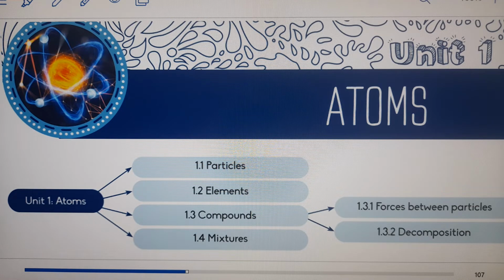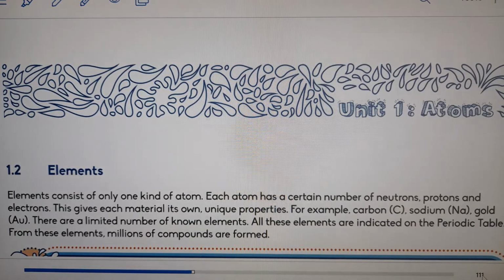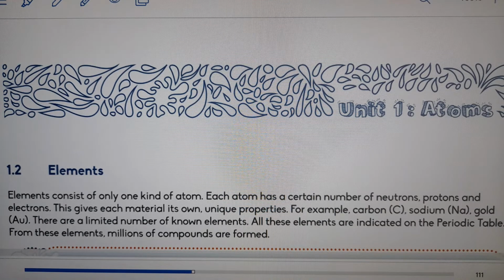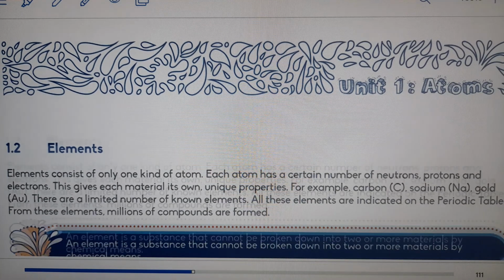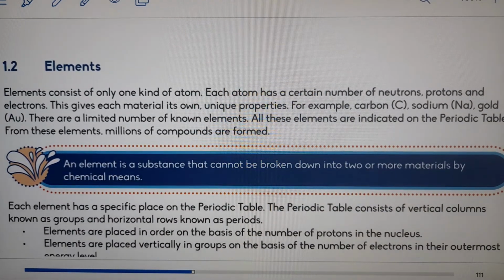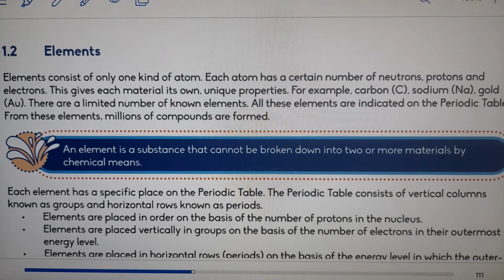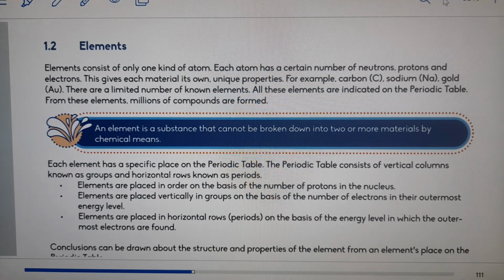So let us go to 1.2, and we are going to start with elements. This is on your page 111. Let me see, do I need to zoom down? Maybe just a little bit. I think that it should be okay. So we are going to start with elements.